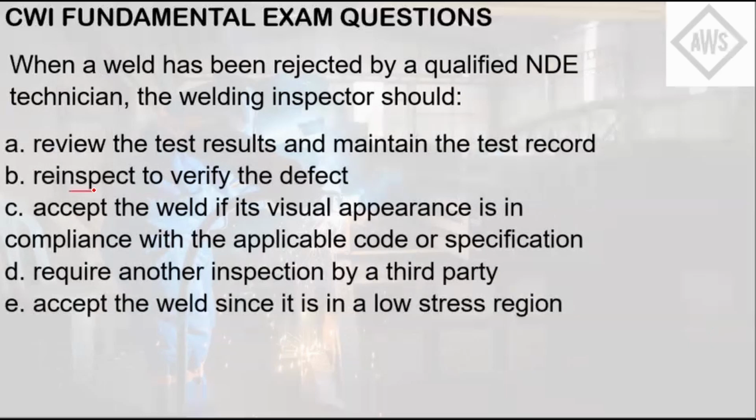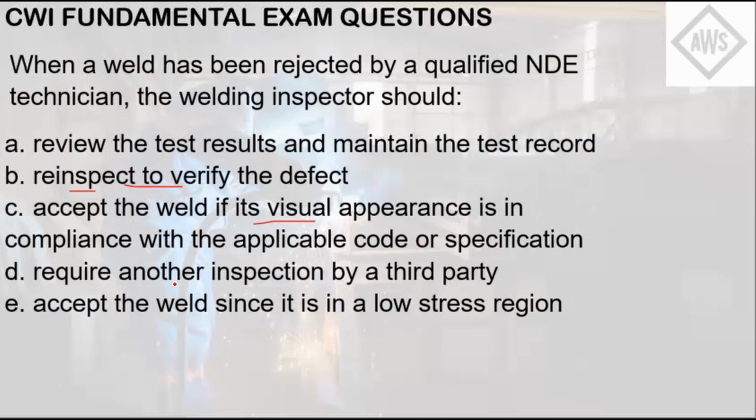For letter B, no need to inspect if the weld has already been rejected by a qualified NDT technician. So this is just counterproductive already. So letter C, this is a big no because the code will not allow this in the first place. Because the first basis of a weld acceptance are actual measurements of the discontinuity as you see it in the weld.